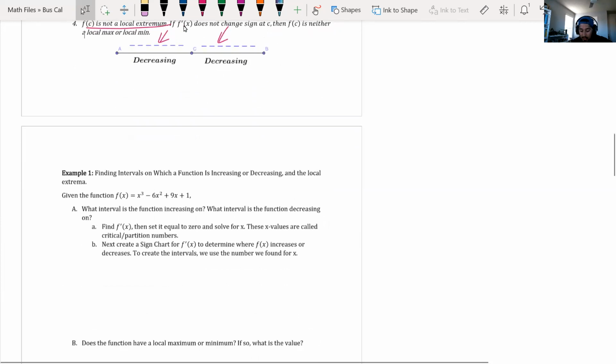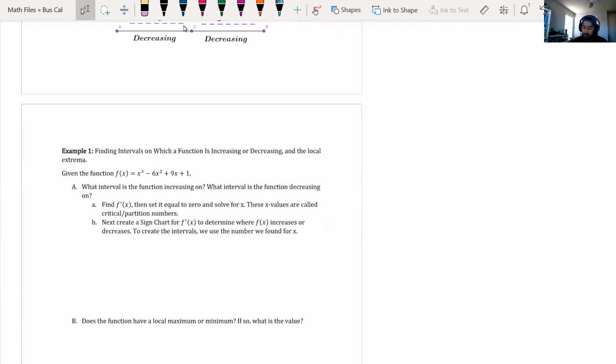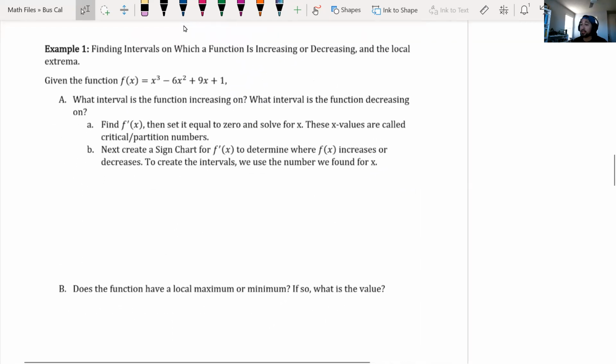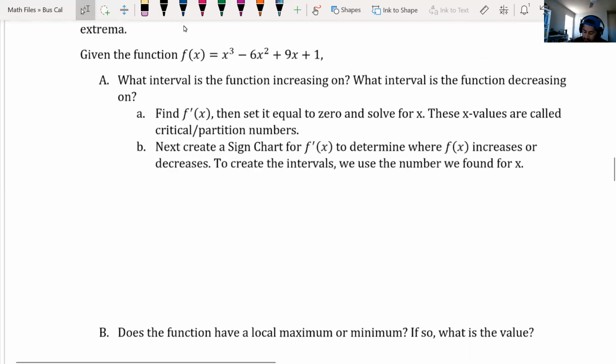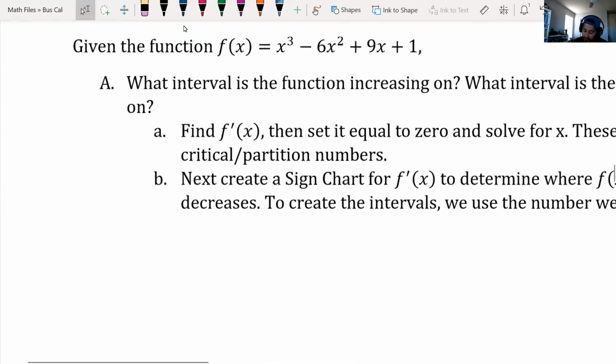Okay. Number 1, find intervals on which a function is increasing, decreasing, and the local extrema. Okay. So we are given the function x cubed minus 6x squared plus 9x plus 1. We want to know what intervals are we increasing on and what intervals are we decreasing on. So again, in order to do that, our first step is to find the derivative.